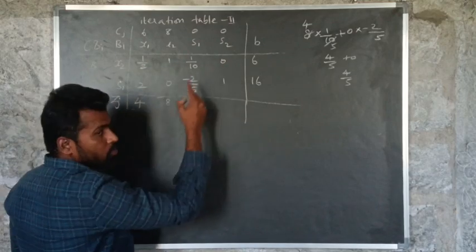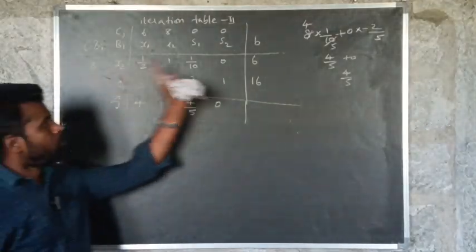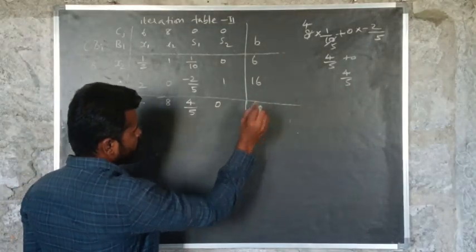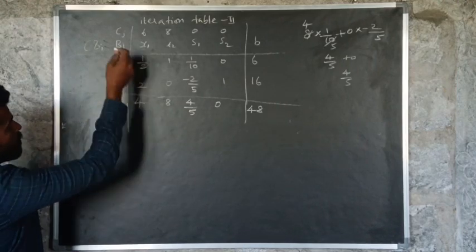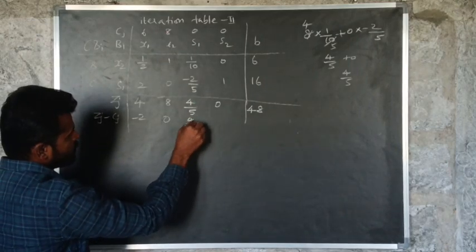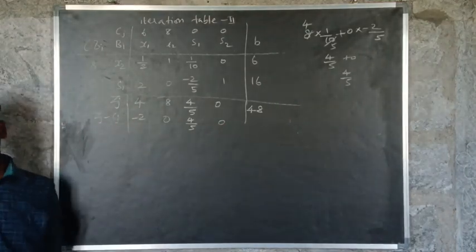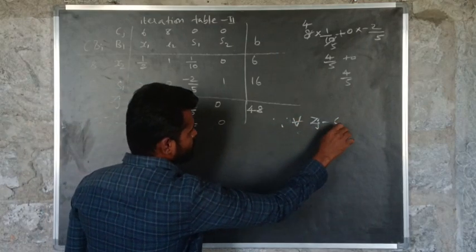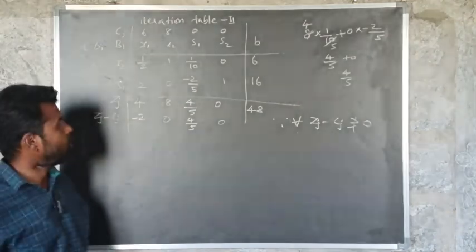Here 8 into 0, 0 plus 0 into 1, 0. So 0 plus 0, 0. Here 8 into 6, 48 plus 0 into 16, 0. So 48 plus 0, 48. Now we are going to find Zj minus Cj. 4 minus 6, minus 2, 0, 8 minus 8, 0. 4 by 5, 0, 4 by 5, 0 minus 0, 0. Still there is one negative value. Since not all Zj minus Cj are greater than or equal to 0, again we have not obtained the optimal solution. We need to improve further.